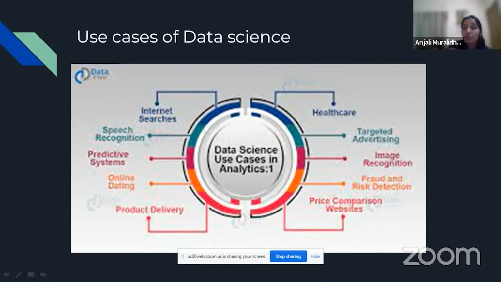So that is one place where data science plays a major role in terms of healthcare. Image recognition, like face recognition. Most of the apps now detect the age of a person just by clicking on your face. Fraud and risk detection, then online delivery, internet searches, speech recognition, like Google Audio, you have seen, right? They're able to recognize your sound, and prediction is one place. YouTube, Facebook are the same examples which I mentioned before.